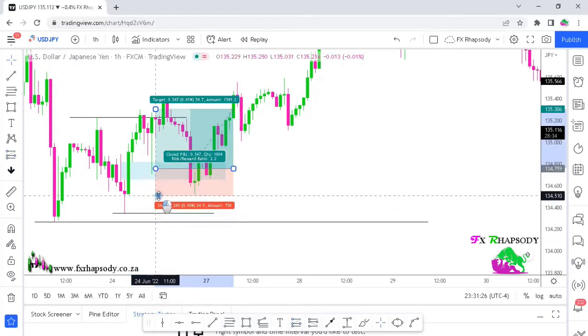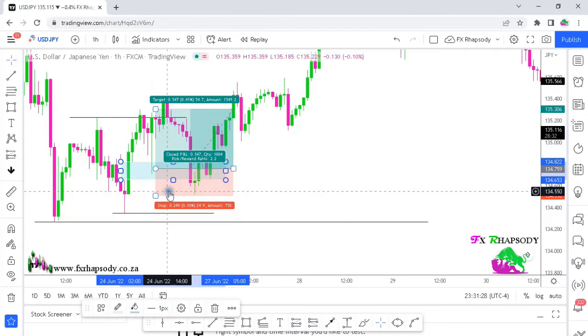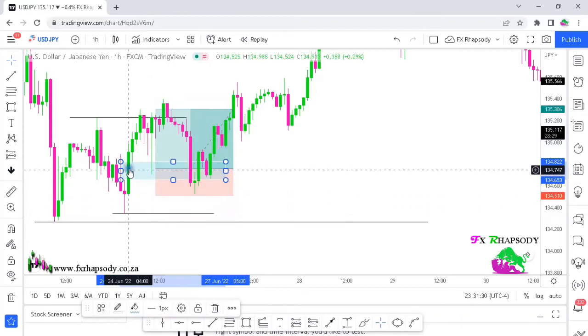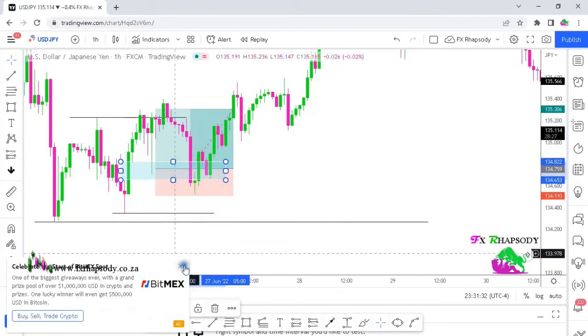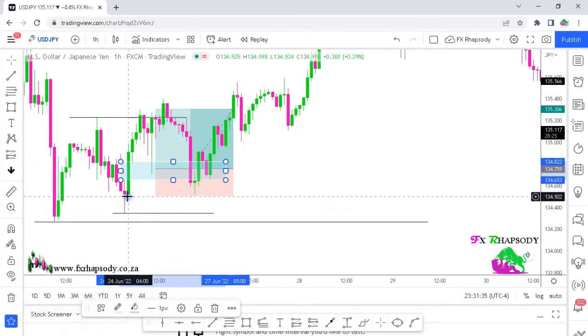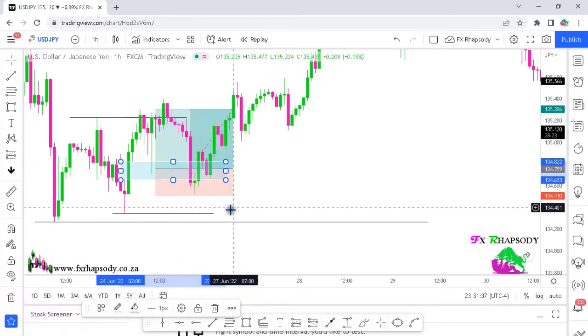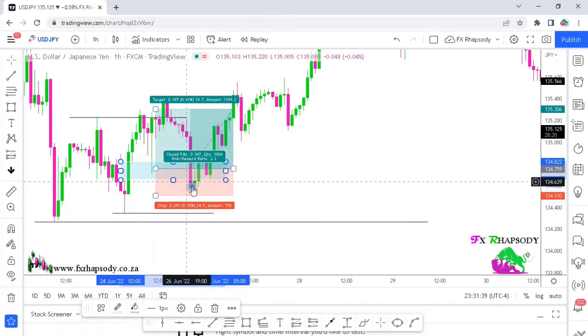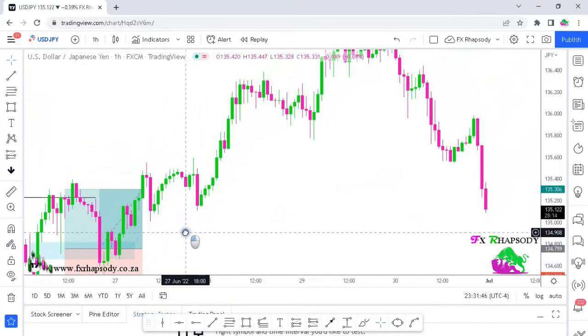You leave your stop loss, or your risk, basically just below that initial push on the candle where that imbalance in the market is. So you leave it just below there, and as you can see, price is not tapping into your risk, into your stop loss. It just missed it.